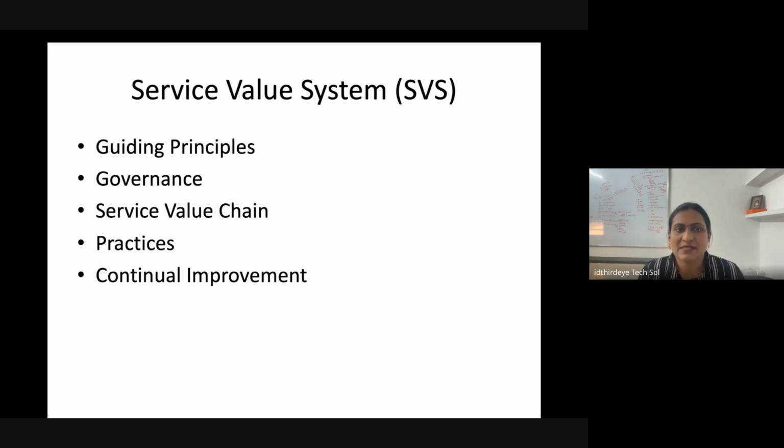By enabling this, the service value system, they call it SVS. It has the guiding principles, the governance, the service value chain, the best practices they follow, and continual improvement. Continual improvement is what I said, like post-sales: there will be a team who calls you and gets the feedback. That is continual improvement. They call it CSI, continual service improvement, so that they ensure reduced errors in future products.